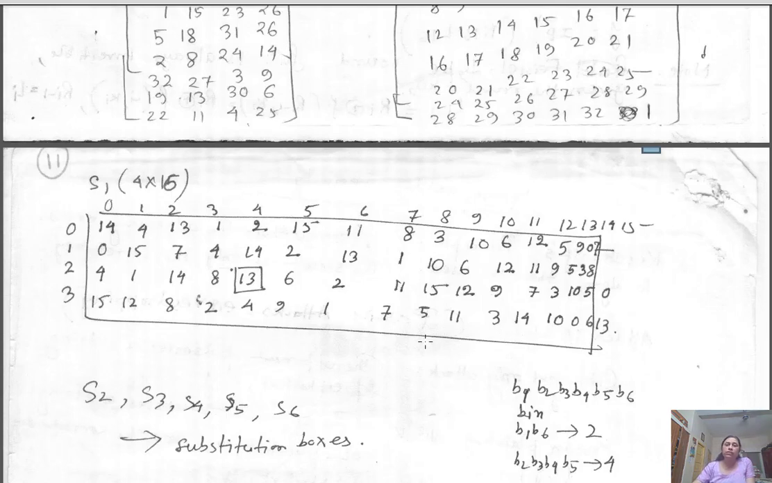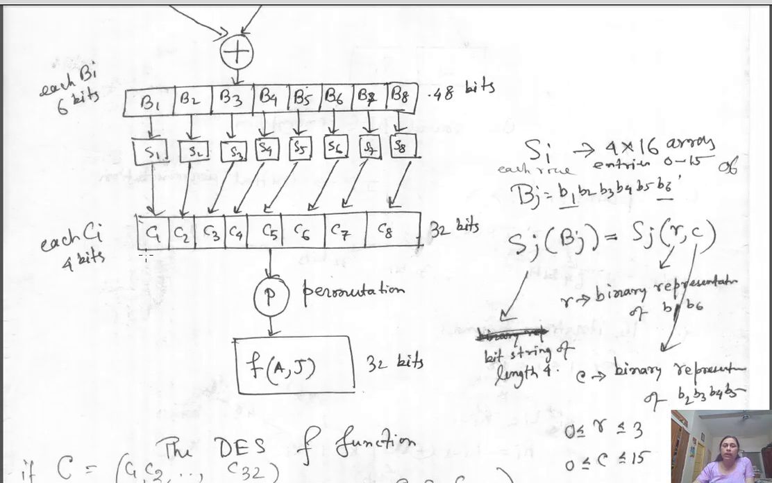Now suppose the 6 bits are B1, B2, B3, B4, B5, B6. Then B1 B6, as a binary representation, gives the row number as an integer, and B2, B3, B4, B5, as a binary representation, you convert into an integer, which gives the column number.